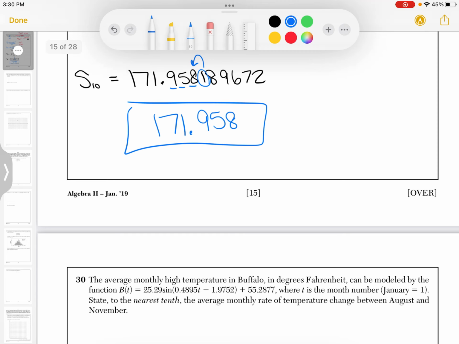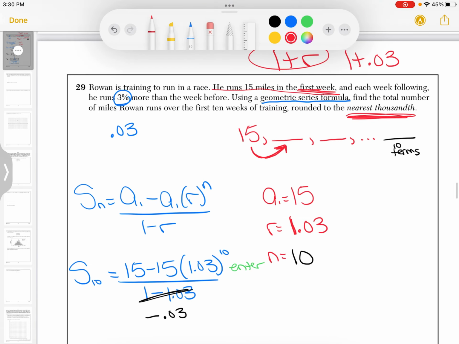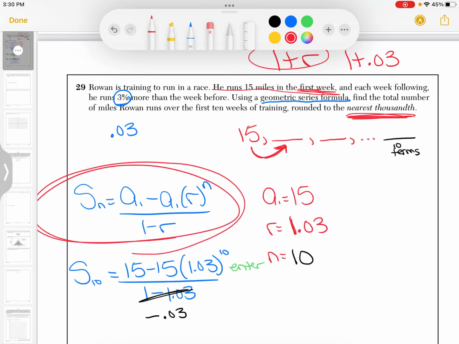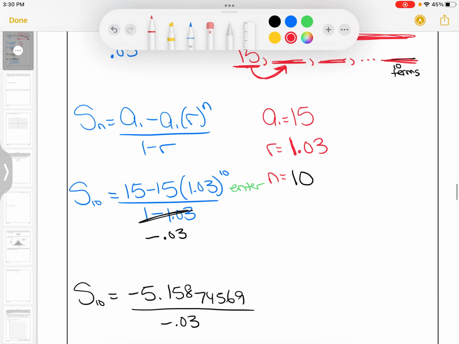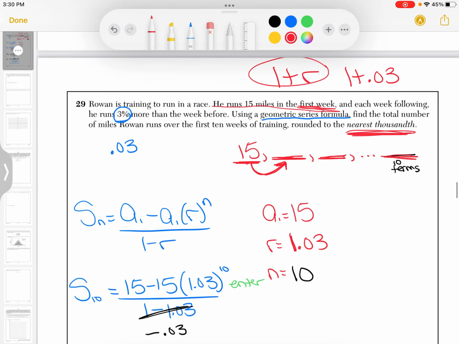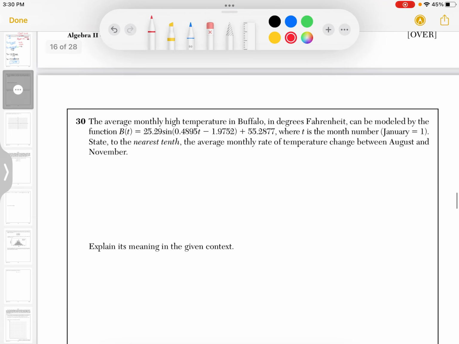Just a review of that real quick, by the way. A series means you add all of the numbers together at the end. So what this formula is doing is it's adding the first term, the second term, the third term, 4th, 5th, 6th, all the way to the 10th term. It's adding them all up. So think logically about your answer. If we're starting at 15 and increasing by 3% each time, and I ended up with a negative 171, big red flag that that's wrong. So just think logically about your answer, and that's all I really wanted to say.